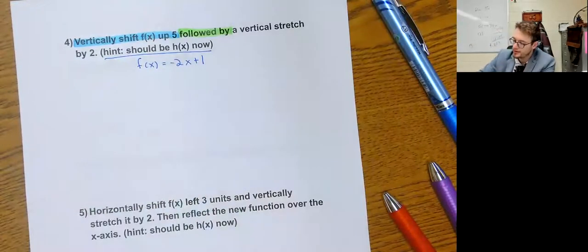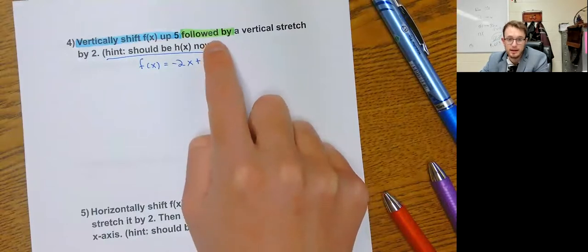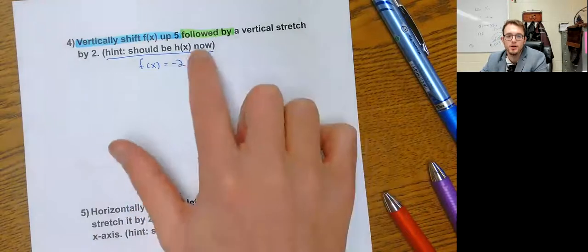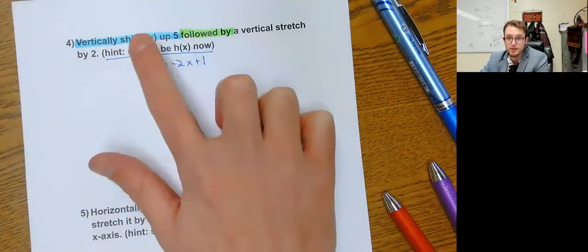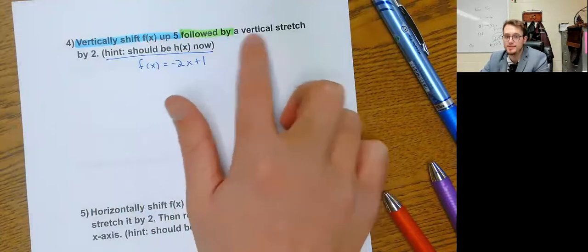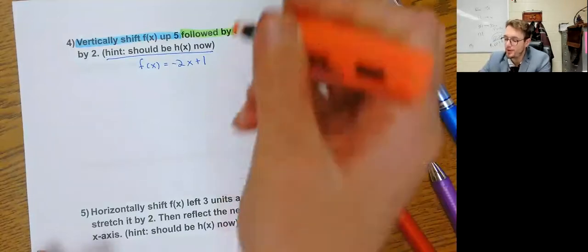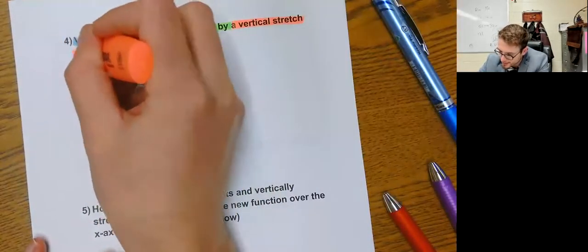Whoever says English and math are not reliant on each other is not true. You have to understand that the words followed by in this problem mean that we're going to do this, and then after we do this, we will then do this next transformation. So we're not doing them at the same time. We're doing one and then the other. That's what followed by means. So followed by a vertical stretch by 2.